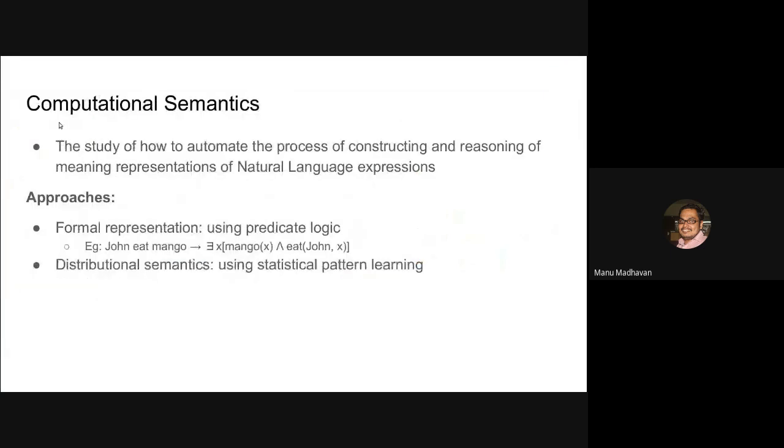So our approach is on computational semantics, the study of how to automate the process of constructing and reasoning of meaning representation in natural language expression. So how to automate the process of understanding the meaning from a natural language text, that is what computational semantics means. There are many approaches. One is a very formal lexical based approach, which uses some logical representation, first order logic kind of things.